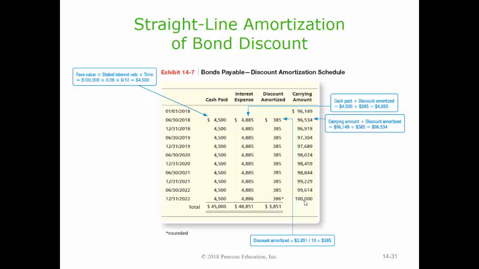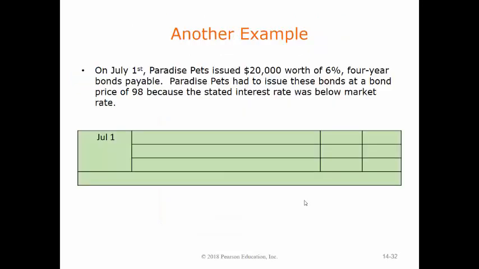So that is the ultimate goal with amortizing a discount. You're working towards getting it off your books on the day that the principal of that bond becomes due and you have to repay it.